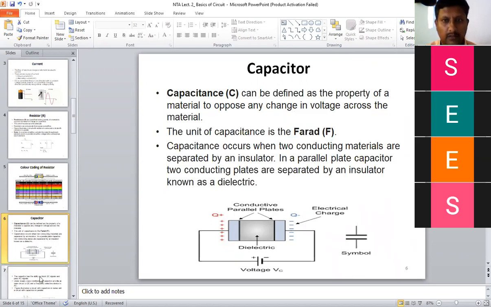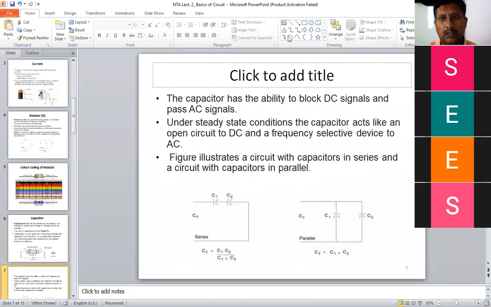Next, how it will behave in the circuit. The capacitor has the ability to block the DC signal and pass the AC signal. This concept we can understand more in unit number 4. So just remember now, the capacitor has the ability to block the DC signal and it passes the AC signal. These two concepts play a very important role in understanding transient and steady state analysis, and that part we are learning in unit number 4.